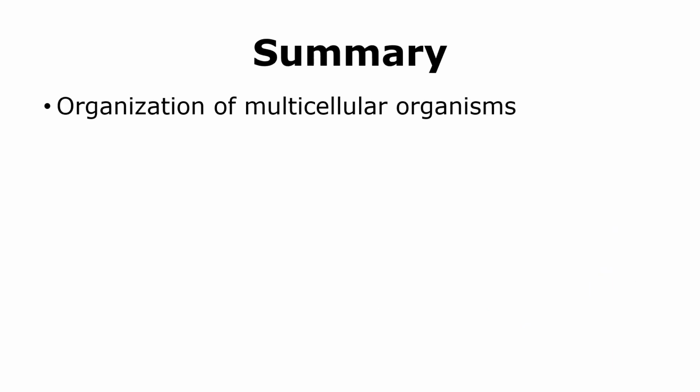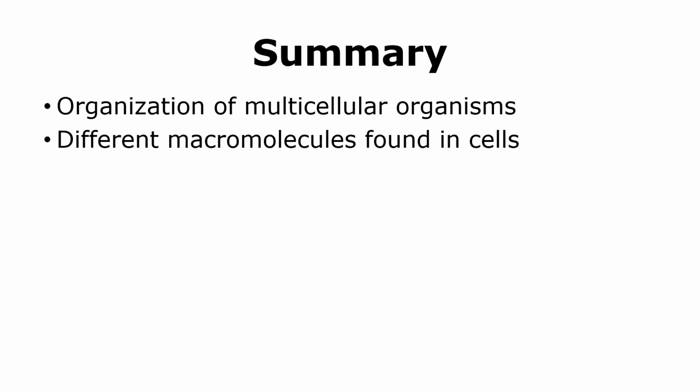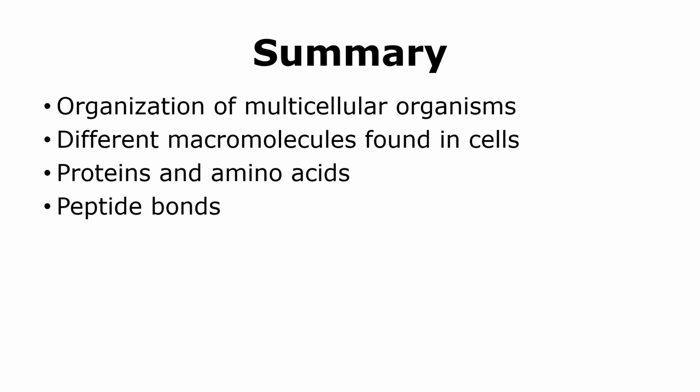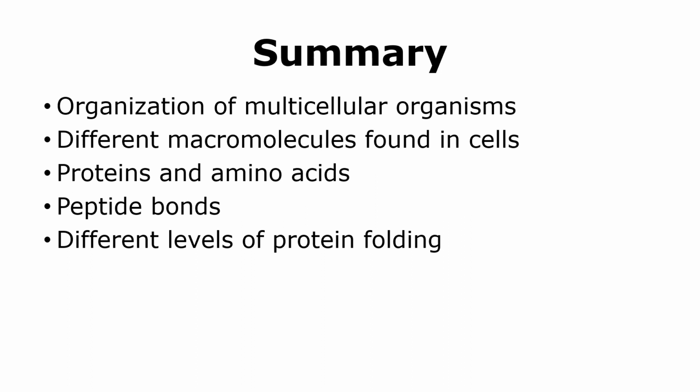With this, we come to the end of our talk, where we learned about the organization of multicellular organisms and the different macromolecules that make up the cells of the multicellular organisms. We also learned about proteins that are made up of amino acids through the formation of peptide bonds. We then looked at different levels of protein folding and some of the functions of proteins.